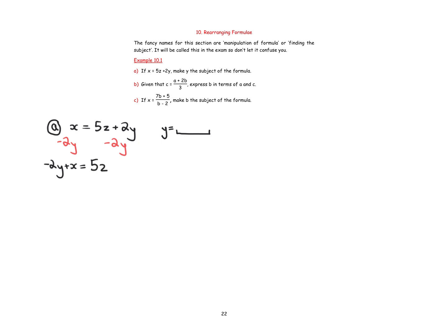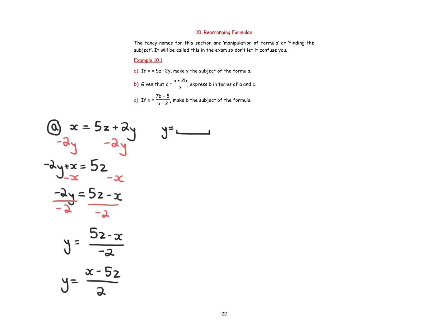Next, I'm going to get everything away from the y now. So to begin, I'm going to take x from both sides. When I do that, I'll be left with minus 2y is equal to 5z minus x. Now, we just have the y on the left. However, we do have a minus 2 in front of it. So I'm going to divide both sides by minus 2. When I do that, I'll get that y is equal to 5z minus x over minus 2. Usually, the minus 2 will multiply in and we'll get y is equal to x minus 5z all over 2.